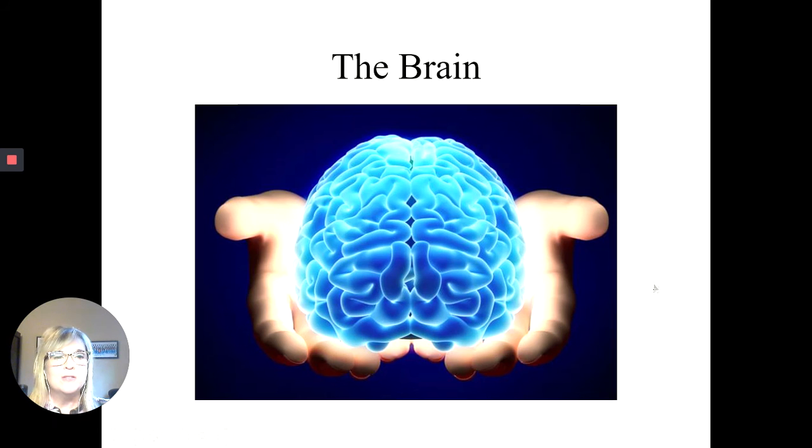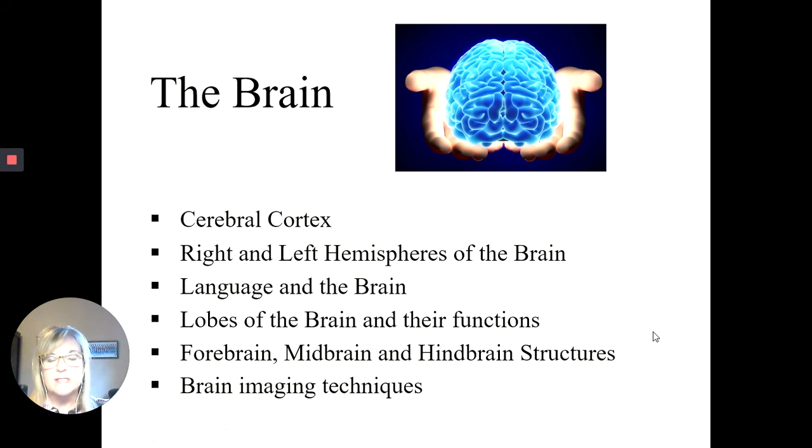Hello, I wanted to talk a little bit about the brain and some brain functioning and how that relates to us psychologically. First of all, I'm going to talk about the cerebral cortex, which is this wrinkled outer layer of the brain. We're also going to talk about the functions of the right and left hemispheres of the brain. We're going to talk about where language is generated from in the brain.